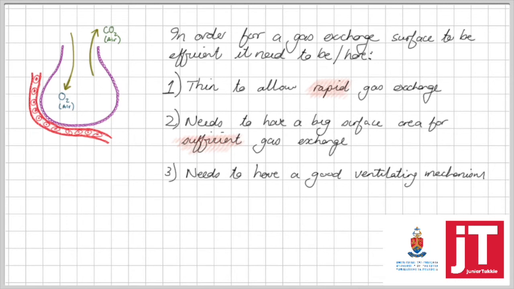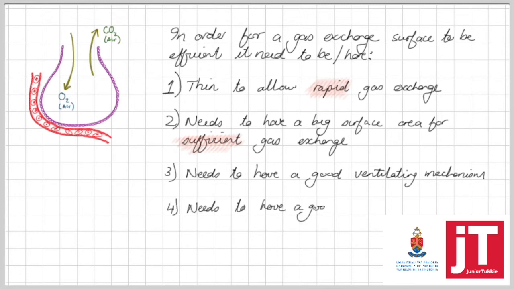Our lungs have quite a nice ventilating mechanism. Because of our breathing in and out, we are able to ventilate the alveoli. In other words, there's a constant supply of a high concentration of oxygen, and a constant removal of carbon dioxide from the alveoli when we exhale.